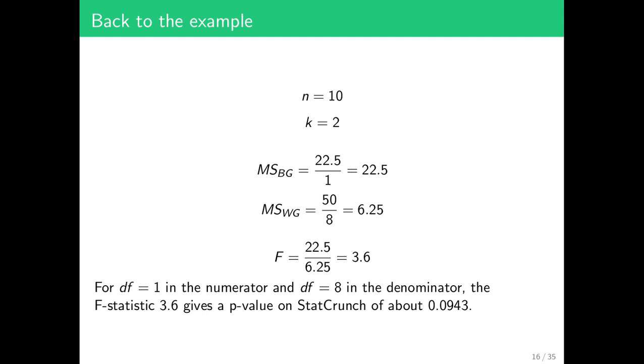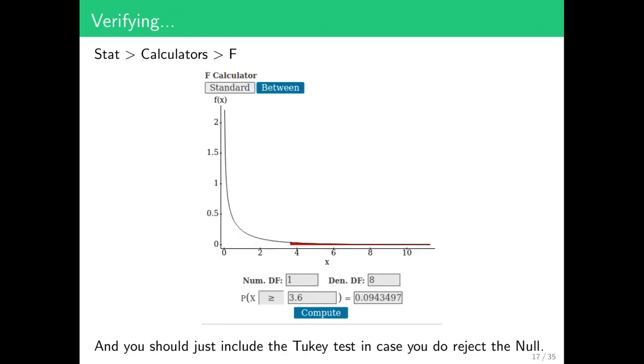Okay? So the degrees of freedom is 1 in the numerator and 8 in the denominator. And the F statistic is 3.6, which you can calculate on StatCrunch, or you can look up on that massive table. It's in Blackboard if you want it. But you can just look it up on StatCrunch also. And you're going to get a p-value of 0.0943. Okay, this is showing you how to do it in StatCrunch.